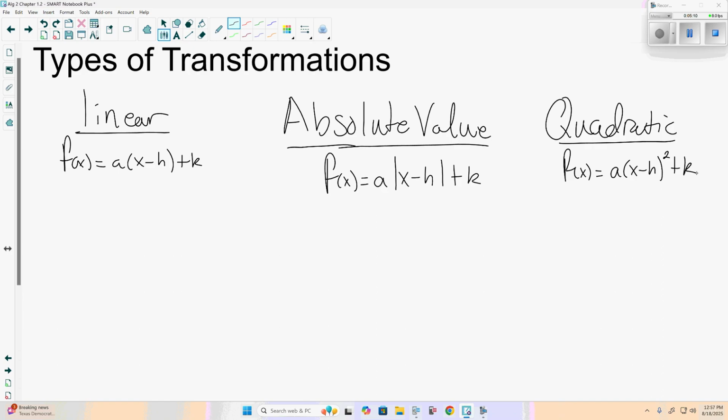A, H, and K. There is one other letter we will put in there, especially when we start talking on 1.3 Wednesday, and that is a B. B is going to go in front of the X. Inside the parentheses are absolute values.